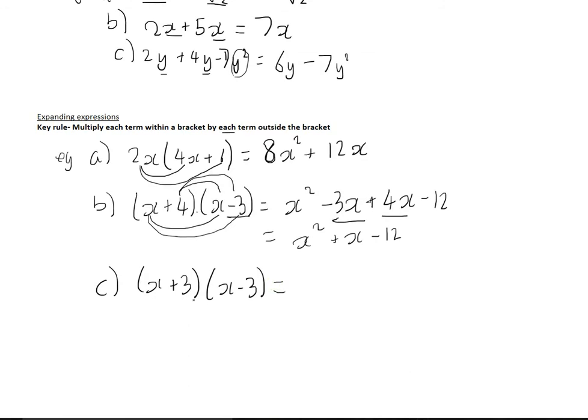Okay, so what you do, x multiplied by x is x squared. x multiplied by negative 3 is negative 3x. That's everything. Then 3 multiplied by x is plus 3x. And positive 3 times negative 3 is minus 9. So you notice here that these two middle terms, negative 3x plus 3x, cancel each other out. So you're just left with x squared minus 9.